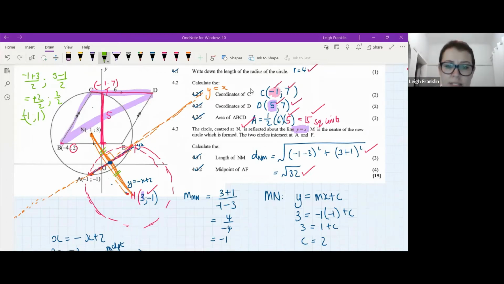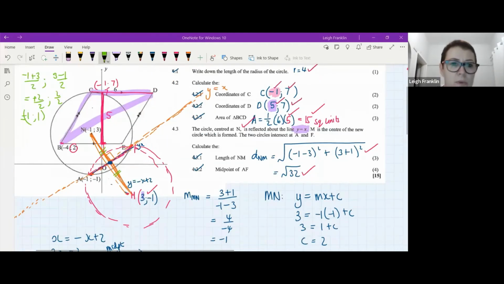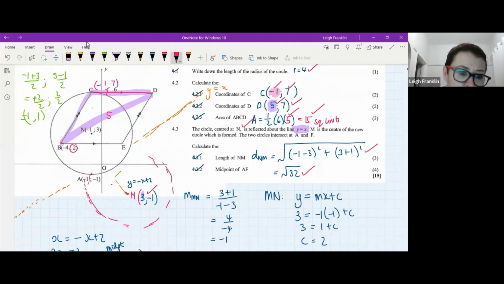So what I was trying to say here in question 4.3.2 was as follows. We have our circle that goes through A and it goes through another point over here, which we call F, all right? They want us to work out the coordinates at the midpoint of line AF. So it's like we've joined A and F with a straight line, and we want to work out what the coordinates at the midpoint are going to be, okay?